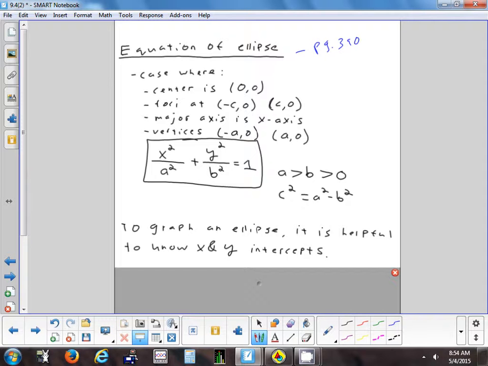Sometimes this is helpful. The book mentions this, finding your intercepts to graph an ellipse. Maybe. Anybody think where this wouldn't be helpful? Is there any case where that wouldn't really apply? Yeah? If the ellipse didn't have x and y intercepts? Yeah, it's possible you just have an ellipse in quadrant 1. It doesn't cross any axis. So if your ellipse doesn't cross an axis, you're not going to be able to find the x and y intercepts.